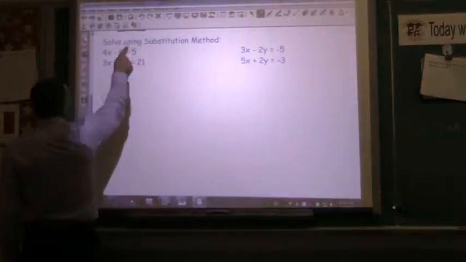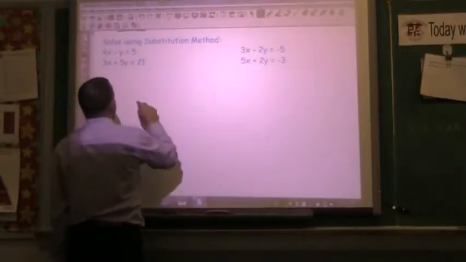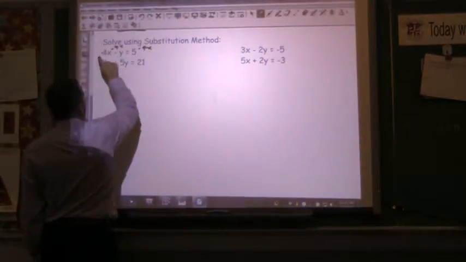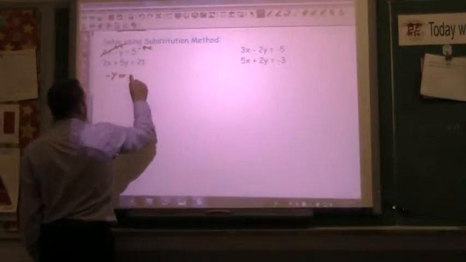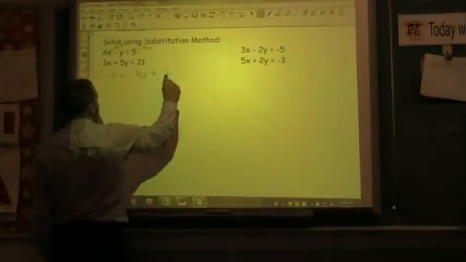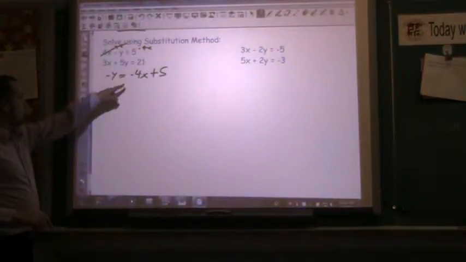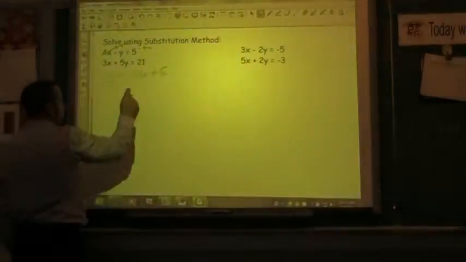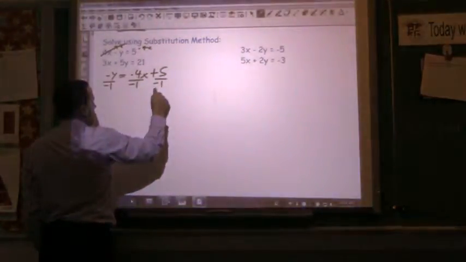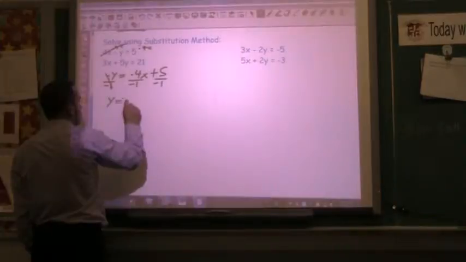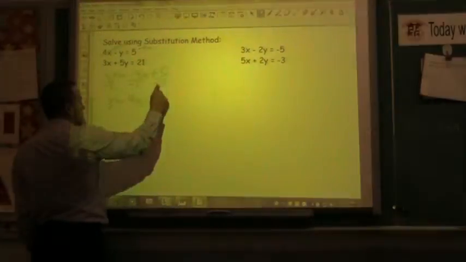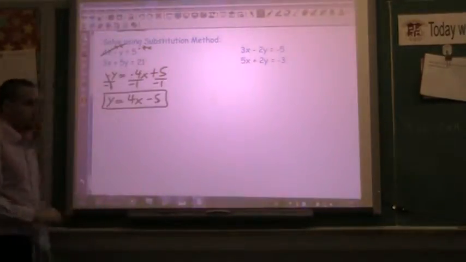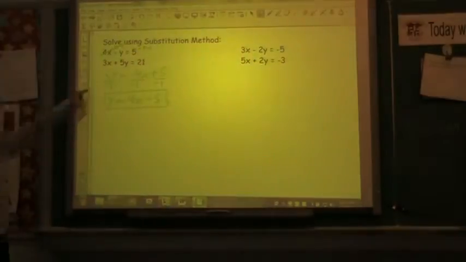So let's isolate y in this first equation. If I take that 4x to the other side, I end up with negative y equals negative 4x plus 5. I don't want negative y equals, I want just y equals, so I have to get rid of that negative 1 that's in front of the y. That means I have to divide everything by negative 1. So you end up with y equals positive 4x, and this is going to give you negative 5. So now I've isolated y in the first equation.